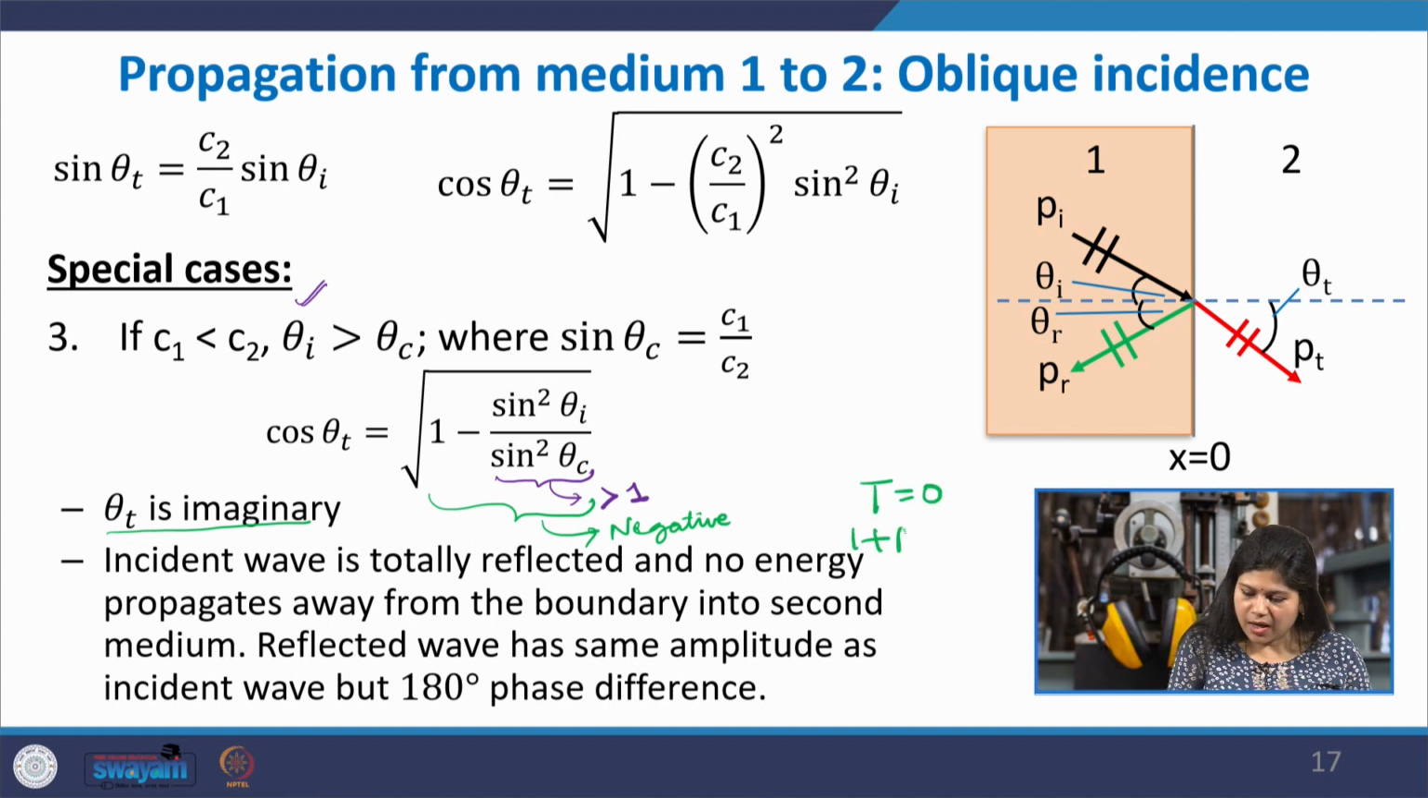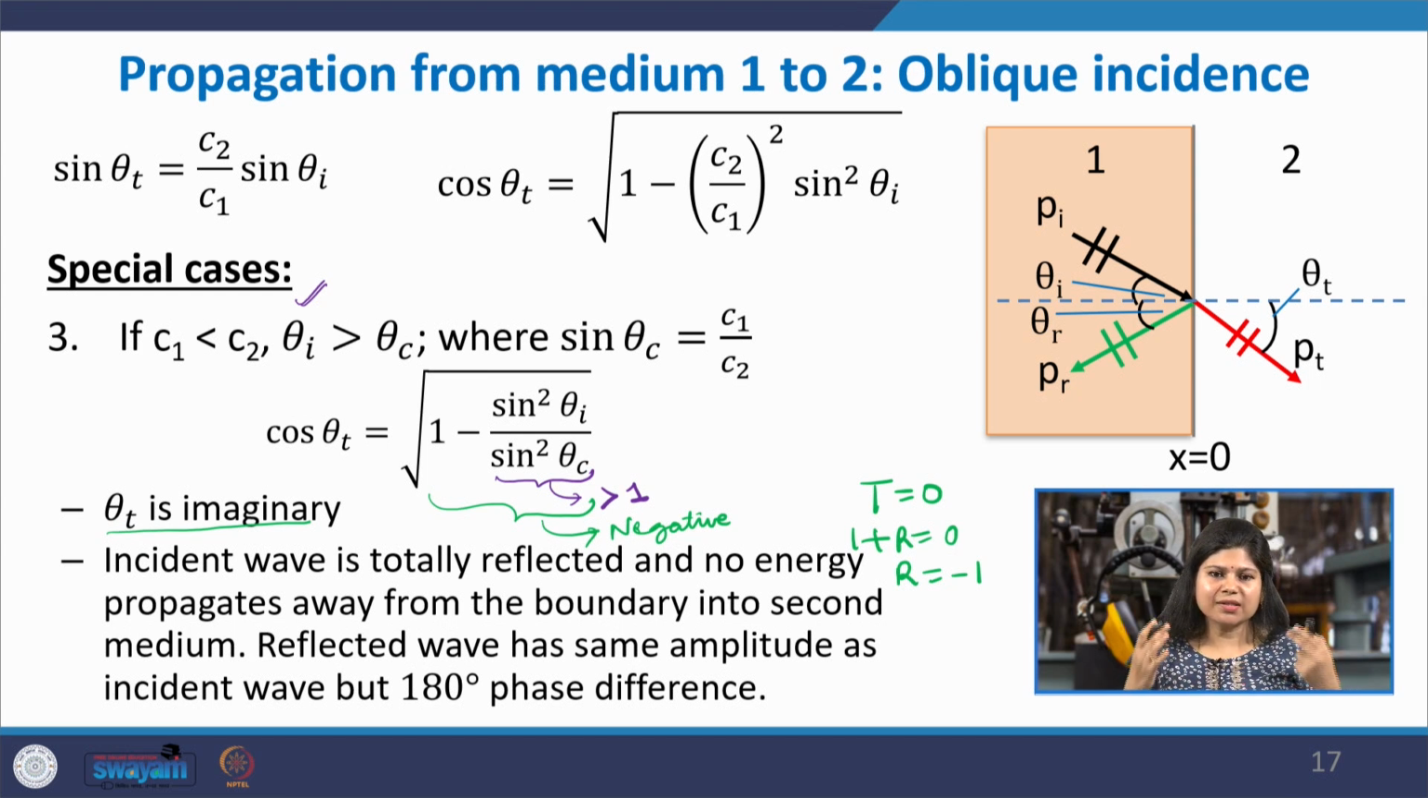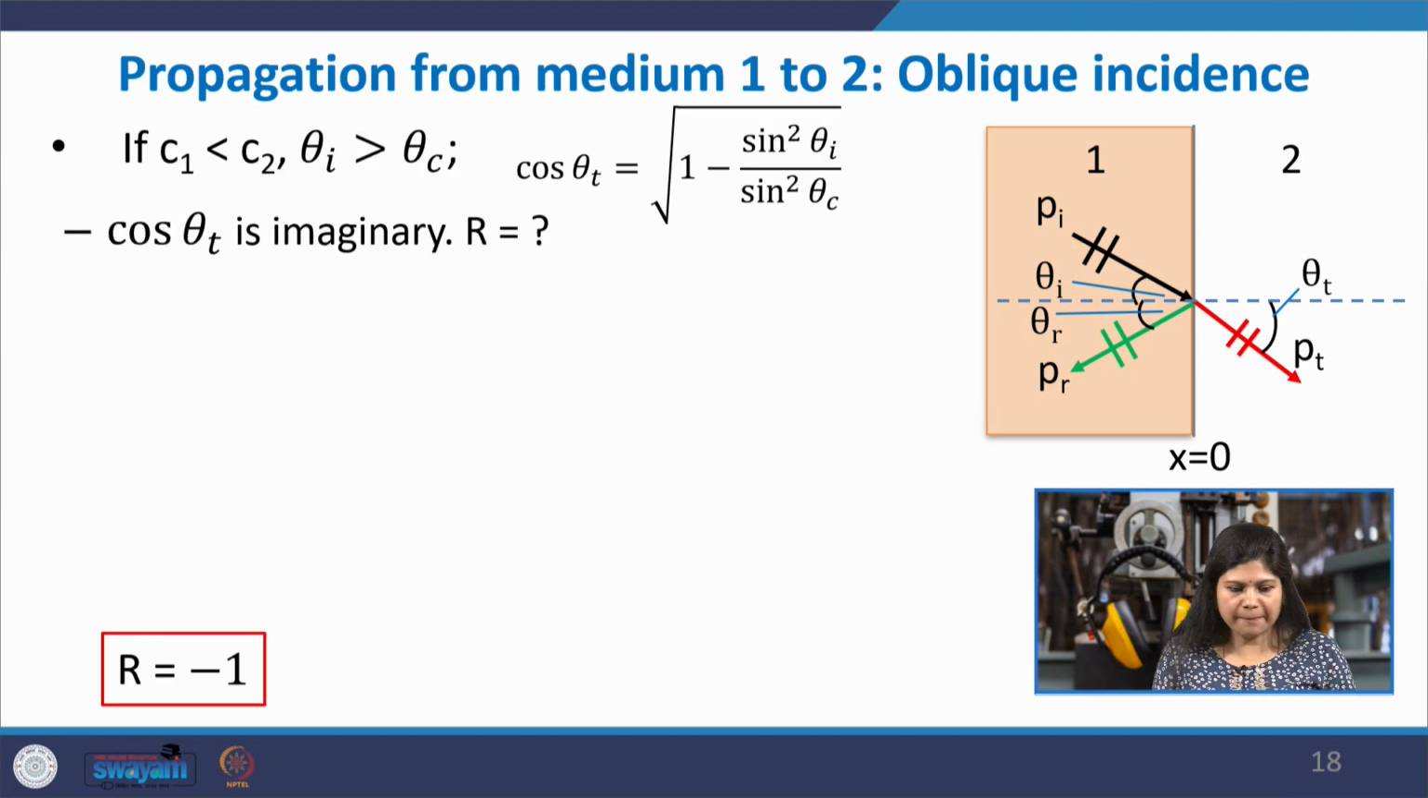So, 1 plus r is equal to 0. So, r is coming out to be minus 1. So, once again, that same case we had discussed, when r is minus 1, what does it mean? It means that the reflected wave has the same amplitude as the incident wave, but now it is shifted by pi. Wherever we are getting a peak in the incident wave, we are getting a trough in the reflected wave, and vice versa. So, they cancel each other out. Okay. So, this is what we obtain.